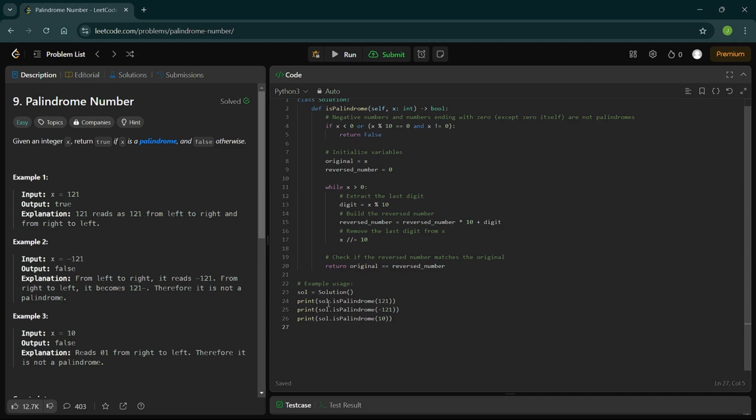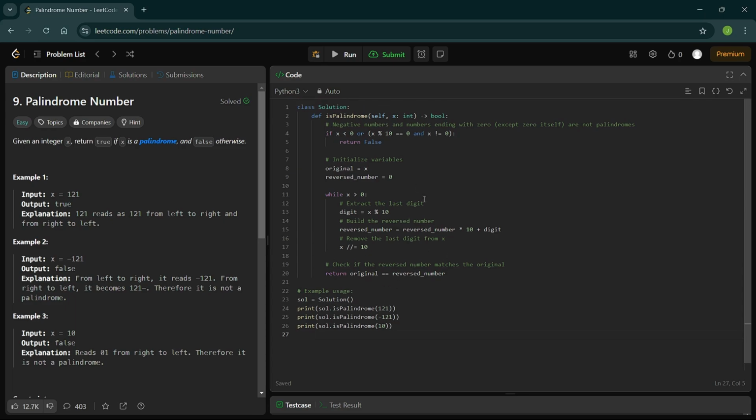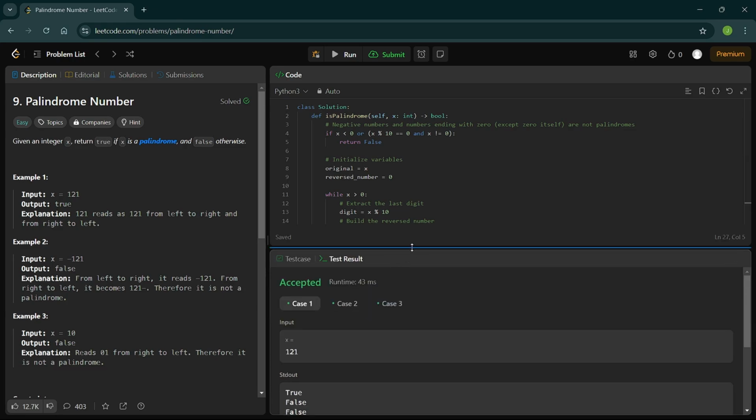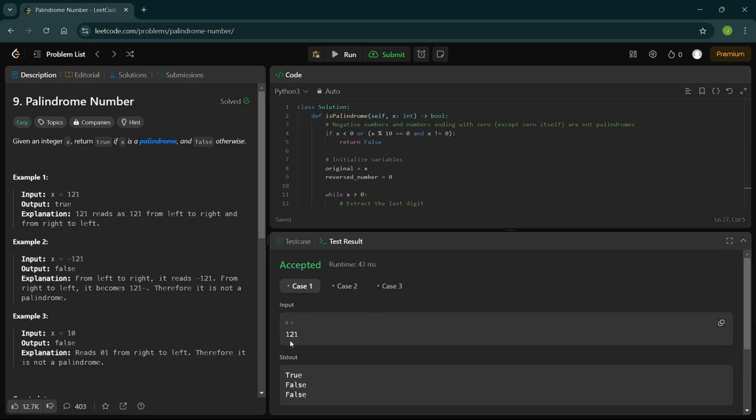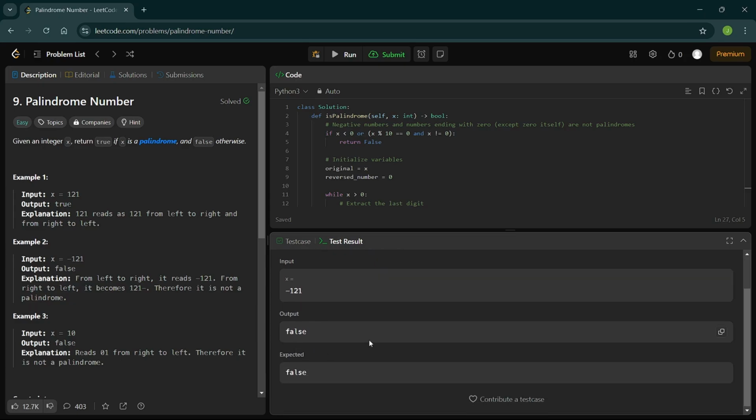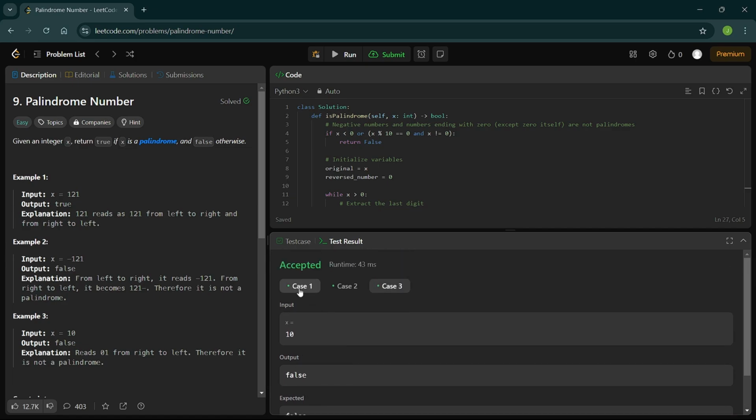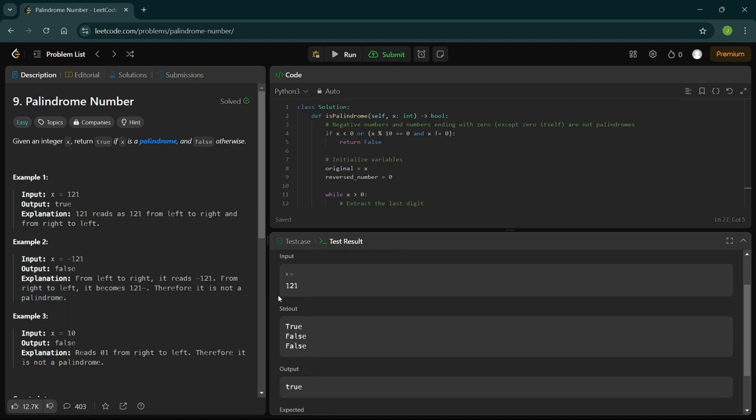Here are some example usages where we are putting in some integer values which will run through this whole solution algorithm. If we run this, as you can see, the test case for 1 is 121, which is obviously true. For the second, it's false, and for the third, it's also false, because 121 can be read forward as well as backward.